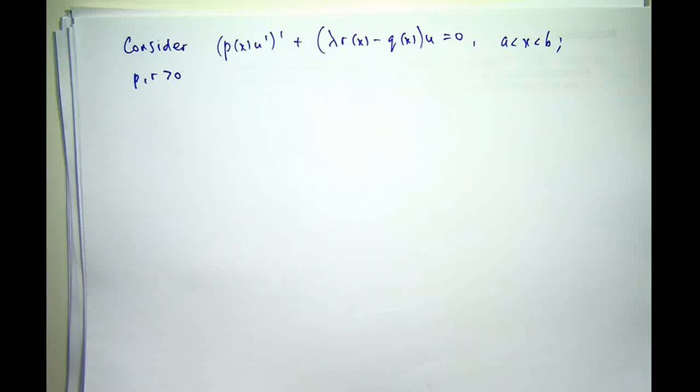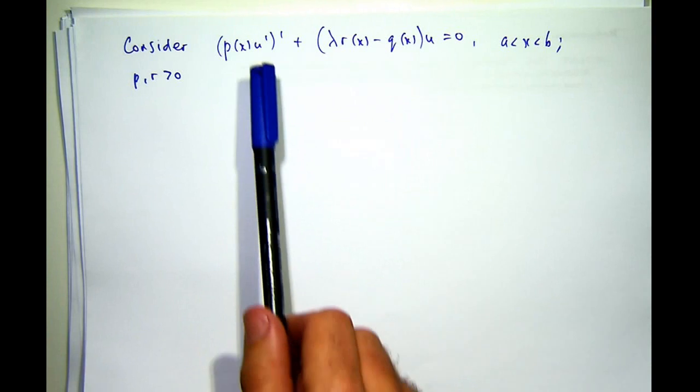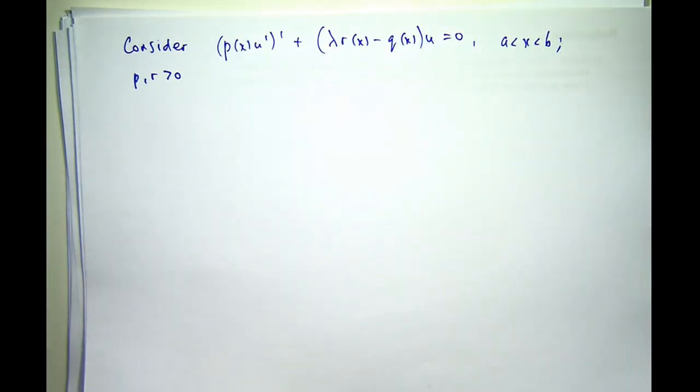So in this question, we're given a Sturm Liouville differential equation. Here, P, R, and Q are given functions, and they're positive on the interval from A to B. We're asked to do two things in this question.